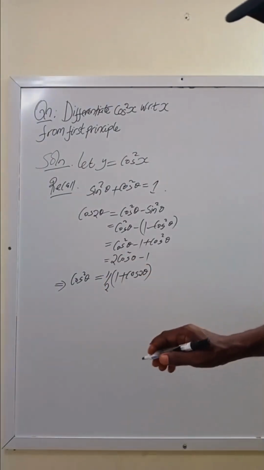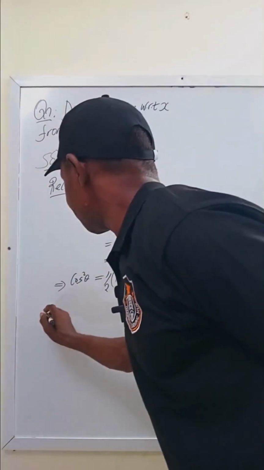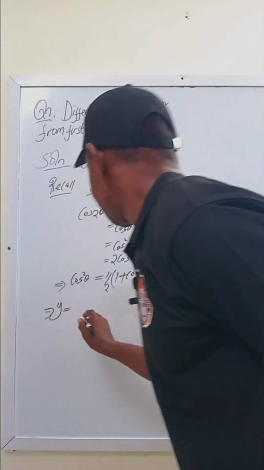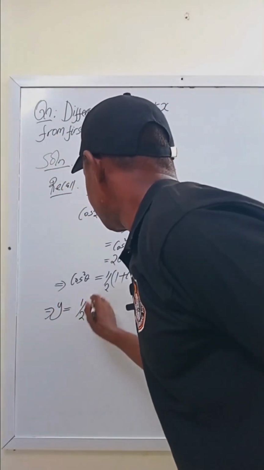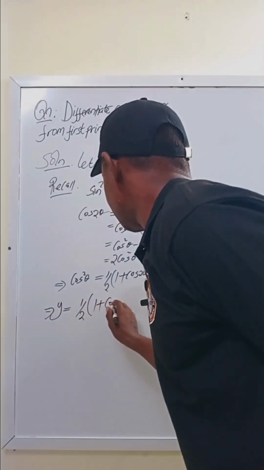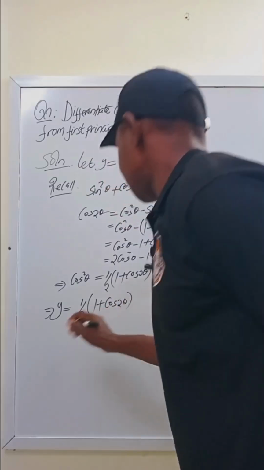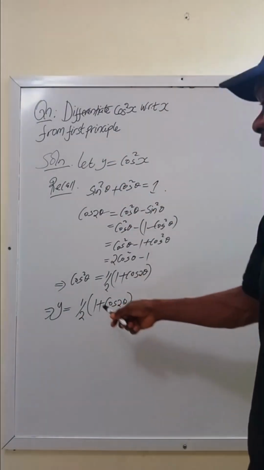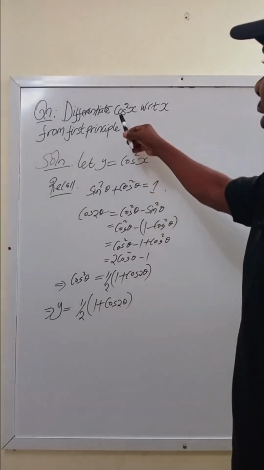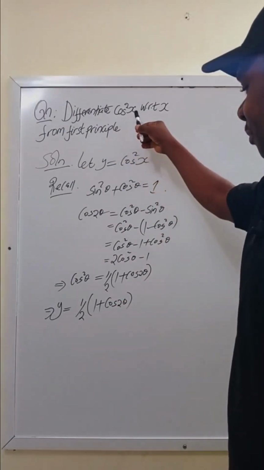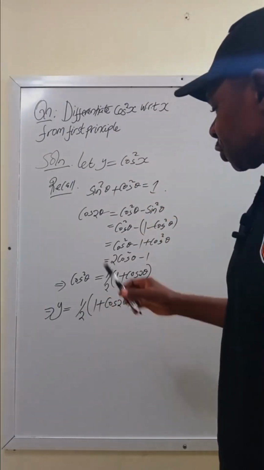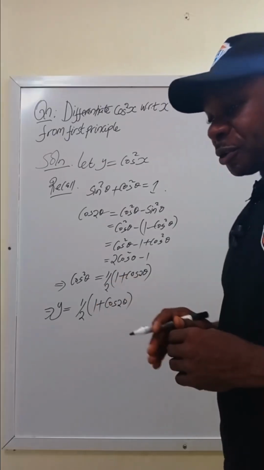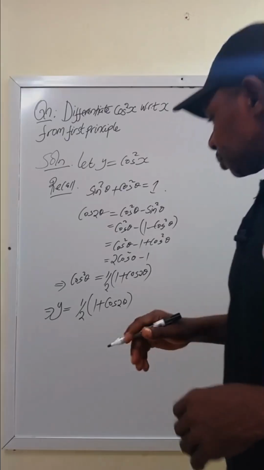So now what do we have to do? Now our y becomes a half into bracket 1 plus cos 2 theta. When you differentiate from first principles using this expression, it becomes a bit easier than when you're doing it directly from here. There's a lot of complications here, but the easiest trick is to use this expression. So how do we go about differentiating from first principles?